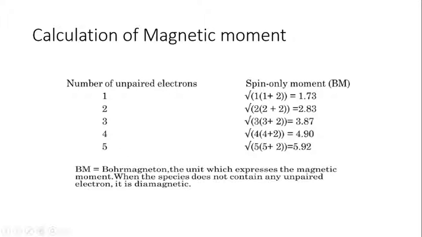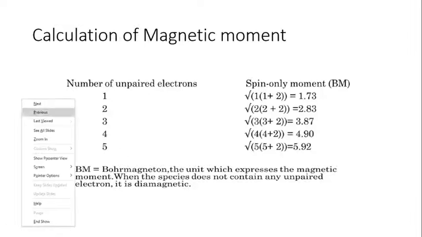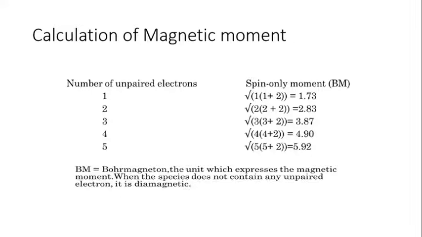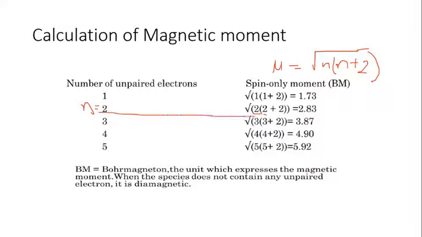If the number of unpaired electrons is 2, so your n value is equal to 2. So you will calculate mu equals root over n into (n plus 2). So you substitute the value of n as 2, so 2 into (2 plus 2). Wherever there is n, you need to substitute the value 2.